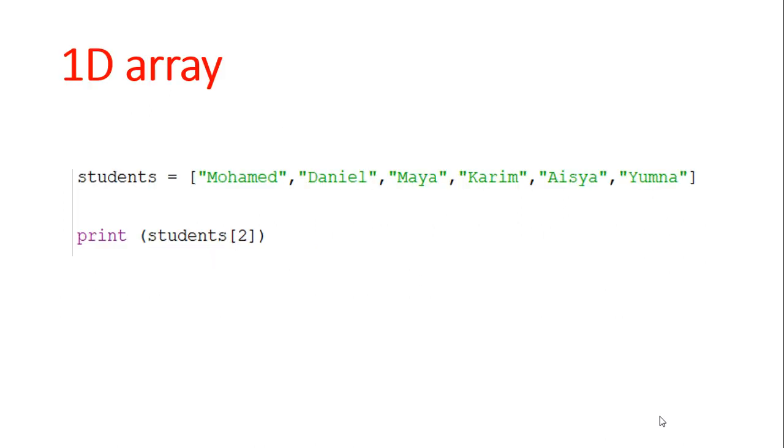So this is an example of a 1D array. The one identifier that we use is students. It has the names of some students, and we can access an element within the array by putting one index here. So 0, 1, 2 would be Maya.